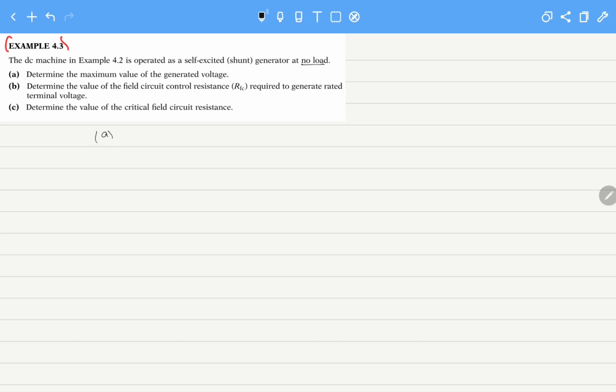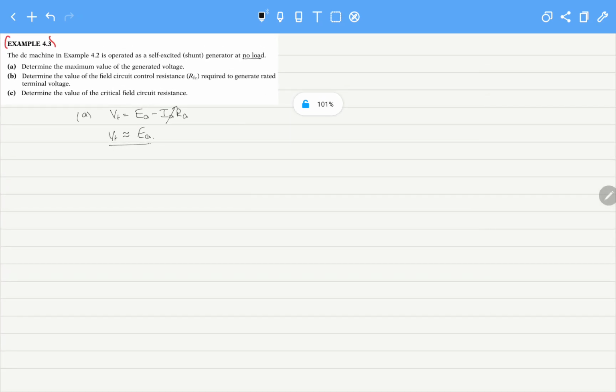For this, we know for a shunt generator, V terminal equals EA minus IA RA. And when it is a no load condition, that means no current is flowing outside the generator, so V terminal will be approximately equal to EA. The internally generated voltage will actually be the voltage at the terminal.